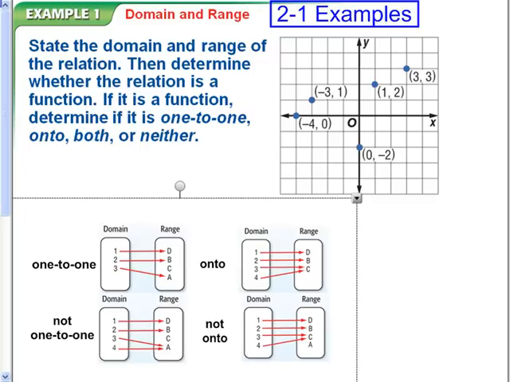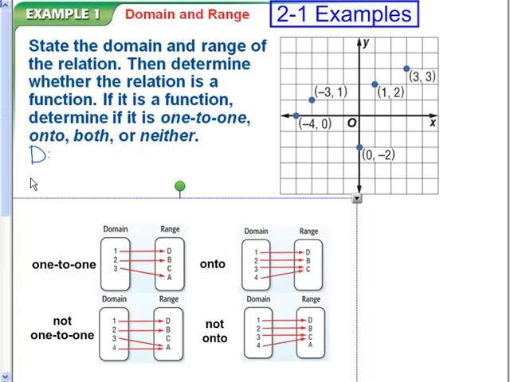Okay, the first example that we're going to be looking at is looking at some points. We have to determine the domain and the range, decide if it's a function, and if it is a function, is it one-to-one, onto, or both? So the first part, the domain and range.